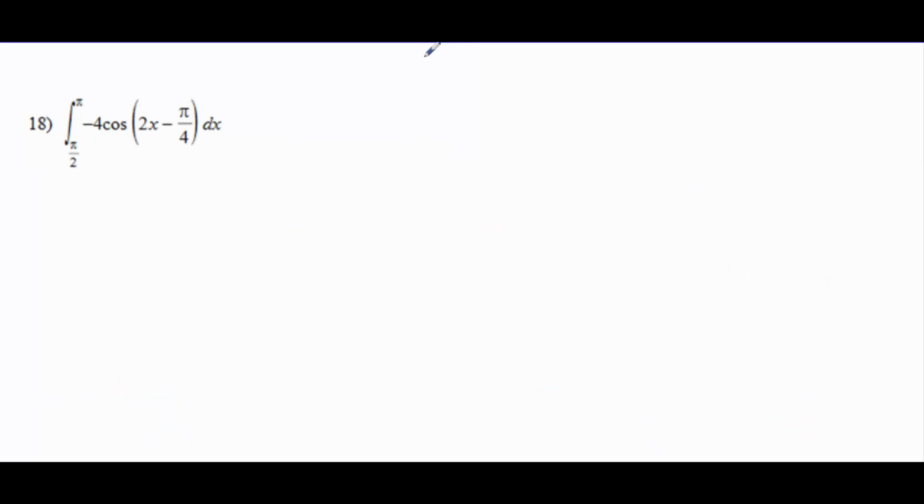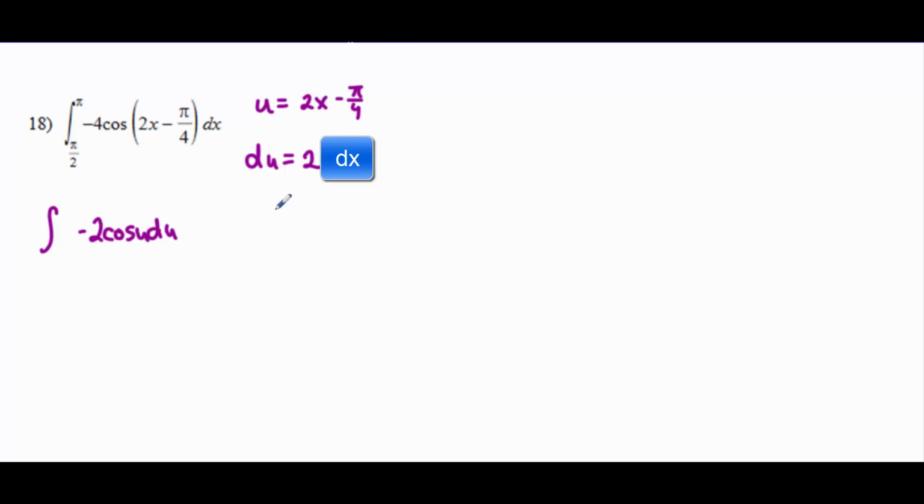18 is a bit more complicated. Not a whole lot, but at least a little. u is what's inside, which is 2x minus pi over 4. du is the derivative of that, which is just 2, because the derivative of pi over 4 is 0, because pi over 4 is a number and doesn't have an x with it. Negative 4 divided by 2 is negative 2 cosine u du. And we're going to plug in pi and pi over 2 where x is.